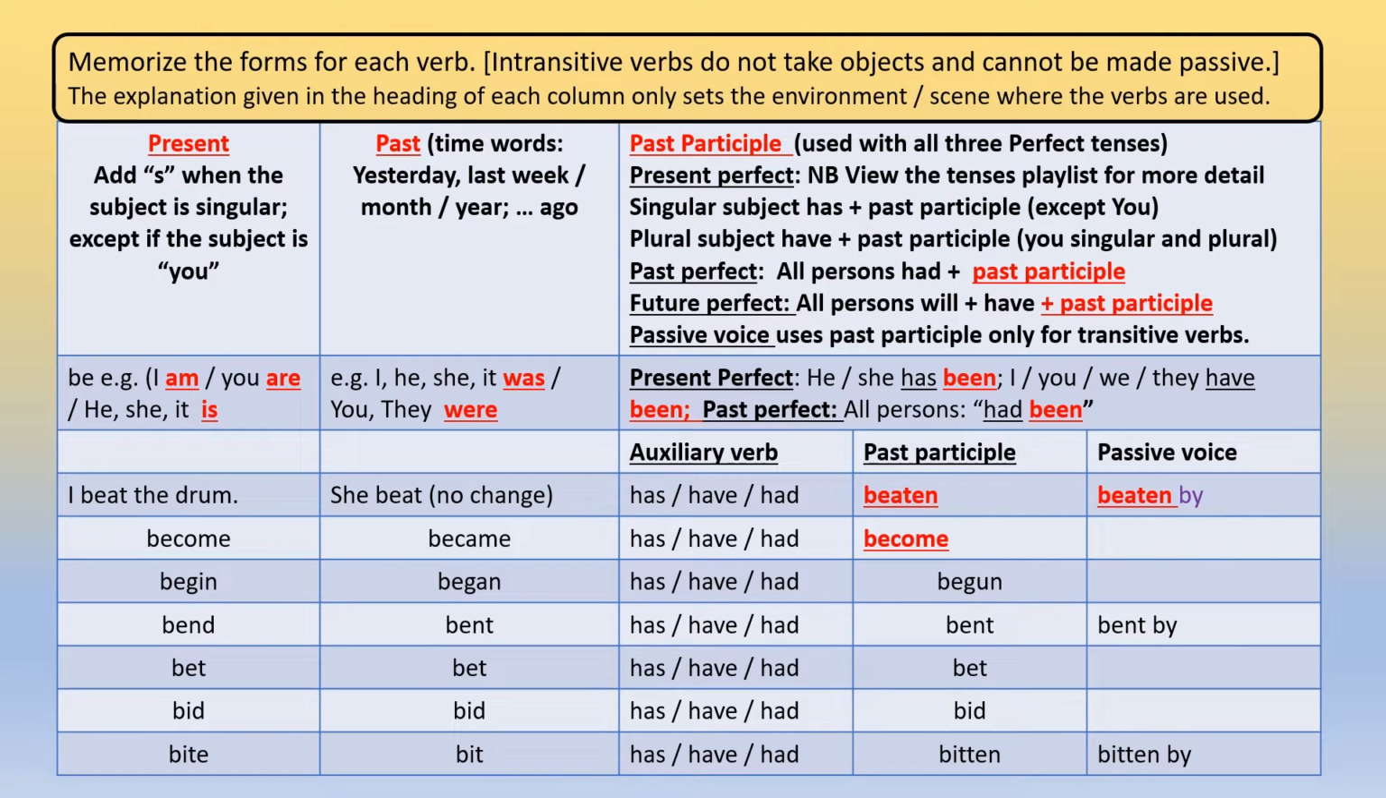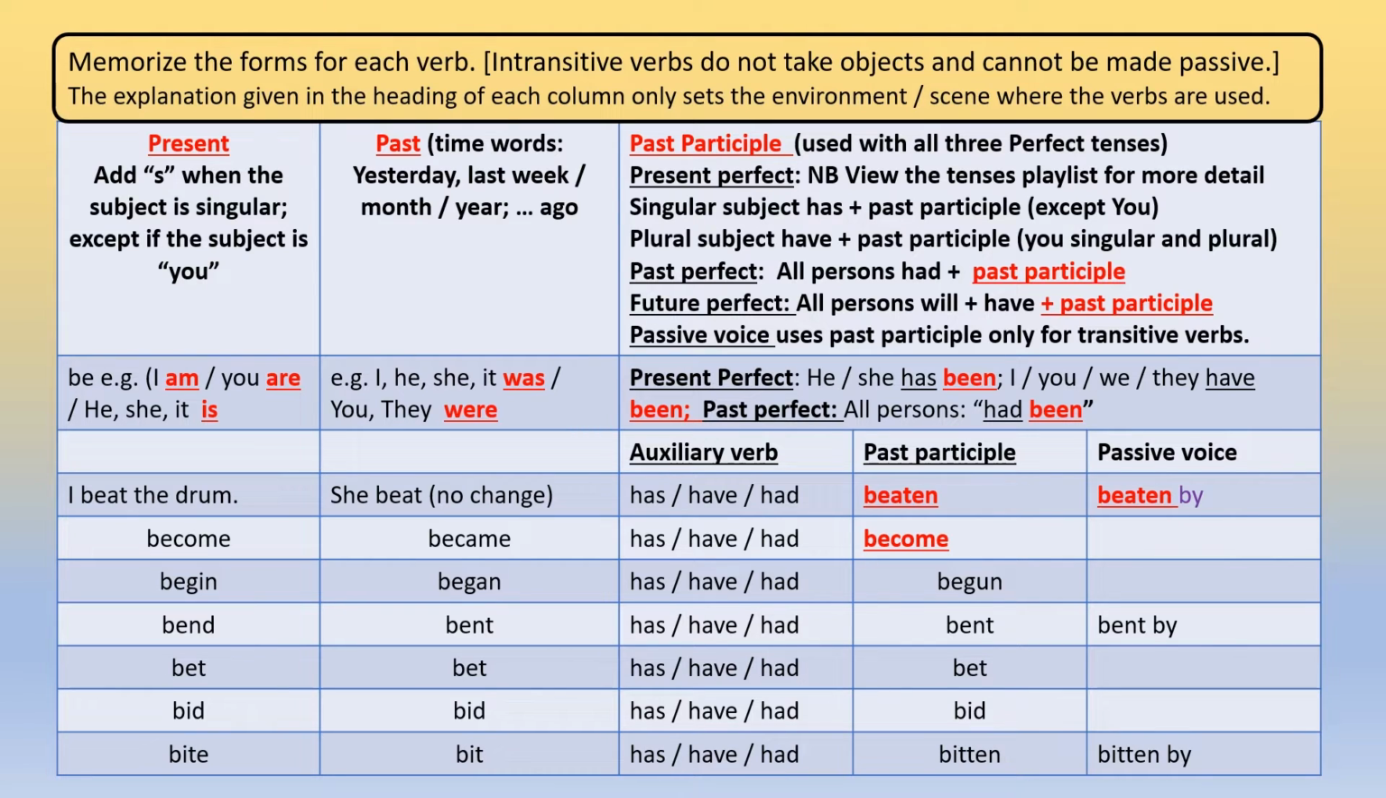Now our columns change to 5. First column still present tense, past tense. Second column. Third column, now we add the auxiliary verb has, have, and had. Fourth column is past participle, and the final column is a passive version of that word.